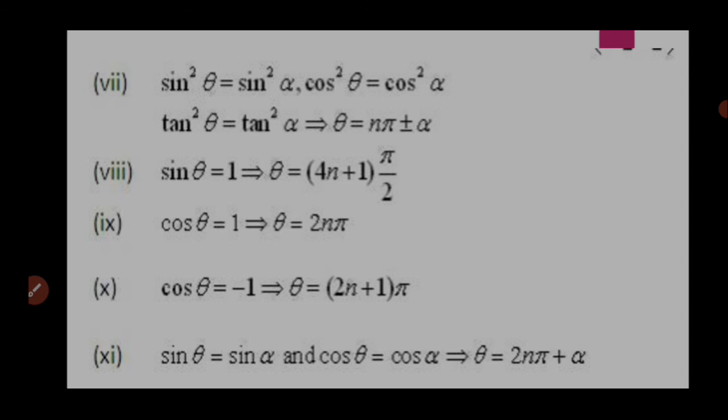If sin theta is equal to sin alpha and cos theta is equal to cos alpha, then theta is equal to 2n pi plus alpha.